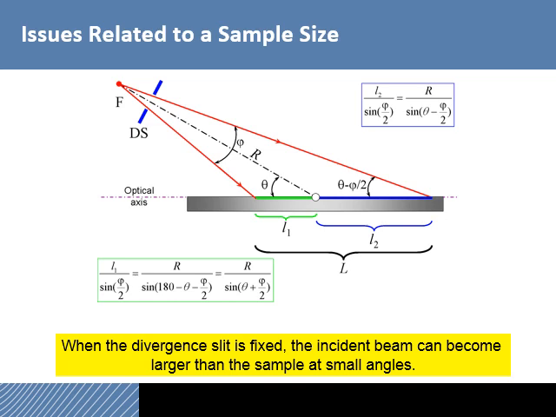Just as an aside, obviously you can correct this by using a smaller and smaller divergent slit. And you can definitely go sufficiently small that it will always be on the sample in its entirety. However, if you reduce the size of the divergent slit, you're going to reduce the intensity of the overall diffraction pattern.